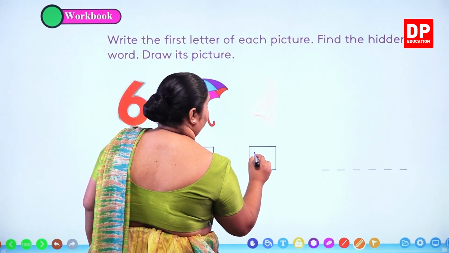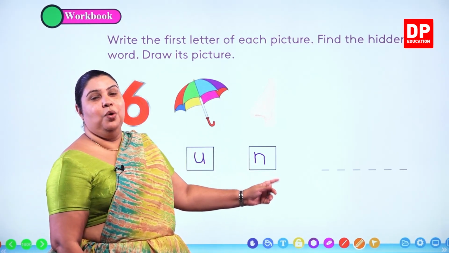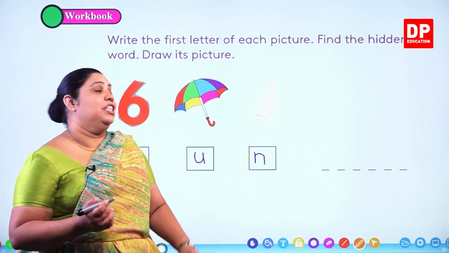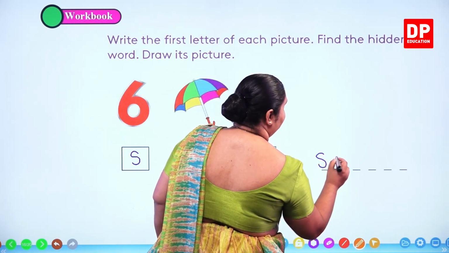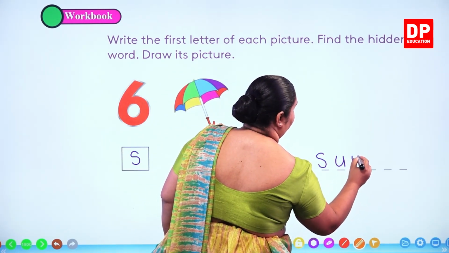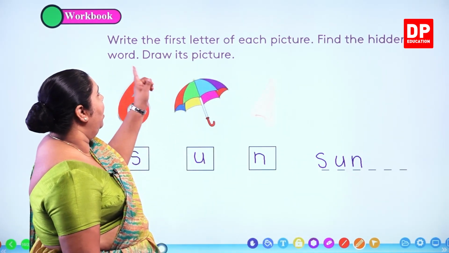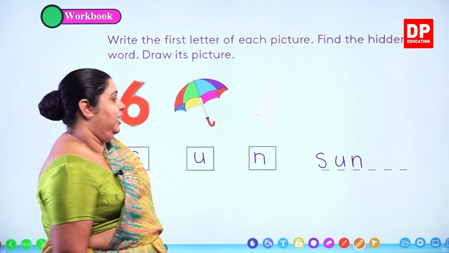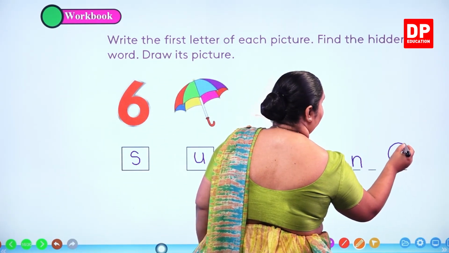S-U-N. What's the word? S-U-N is sun. Now what do you have to do? You have to draw its picture. So you have to draw a beautiful sun.